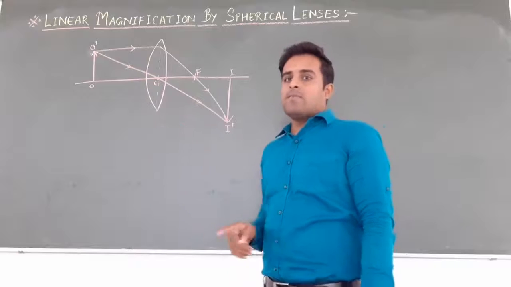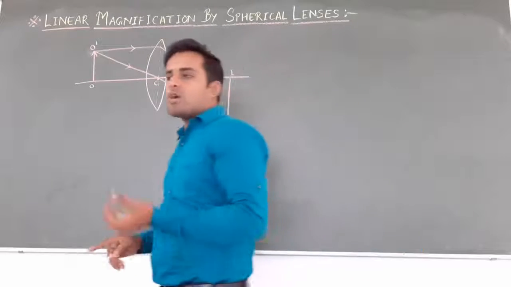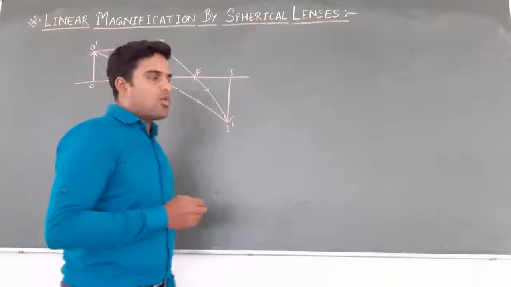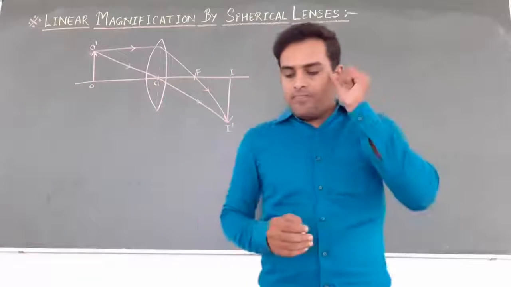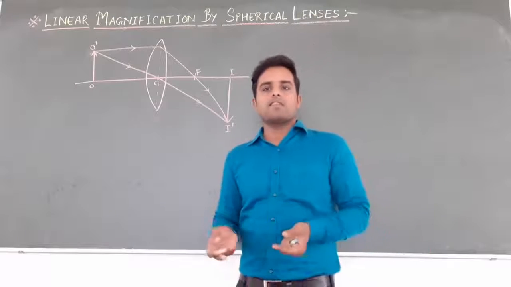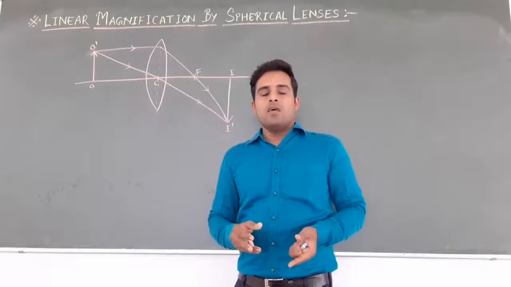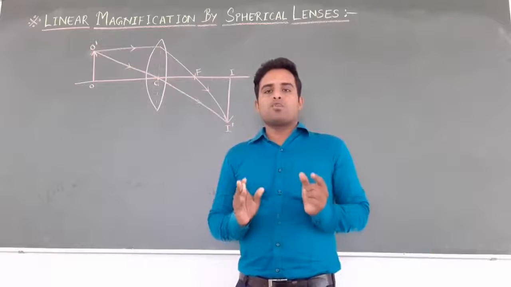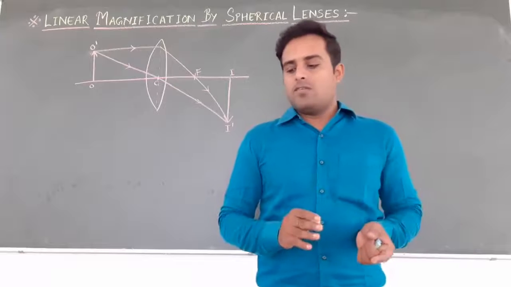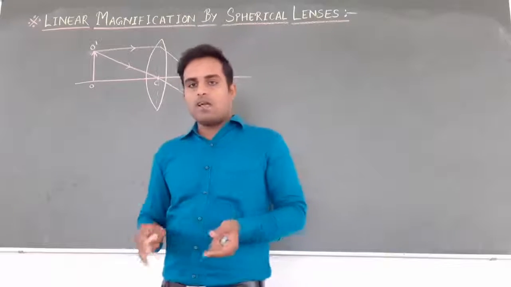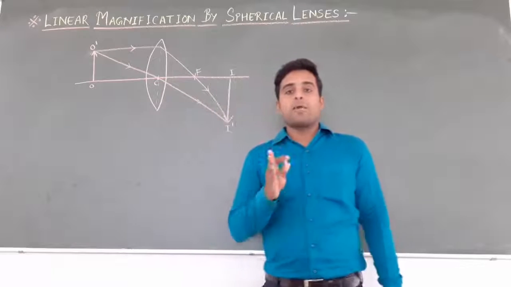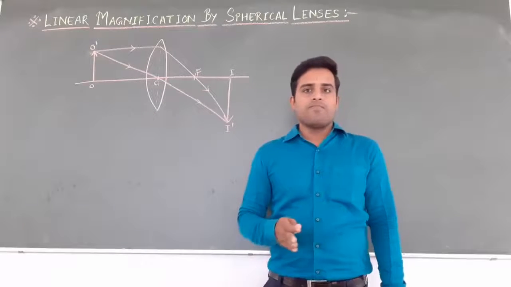It is a convex lens. First of all, we should know what linear magnification is, or define it. Linear magnification produced by a spherical lens, either a convex lens or a concave lens, is the ratio of the size of the image to the size of the object, and both the size of the image and the object are always measured perpendicular to the principal axis.